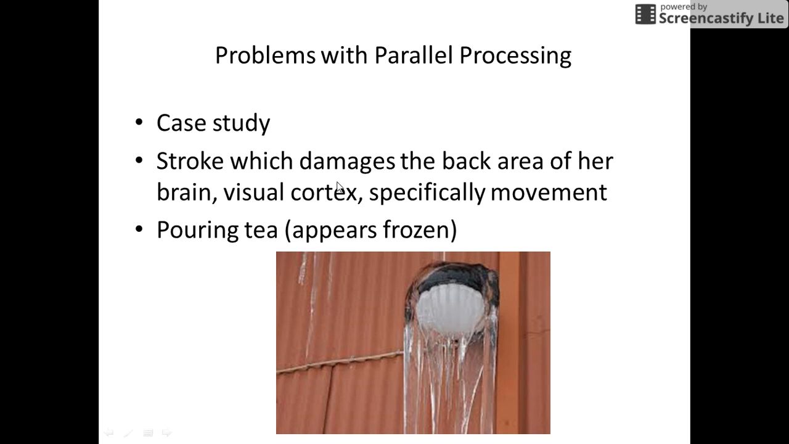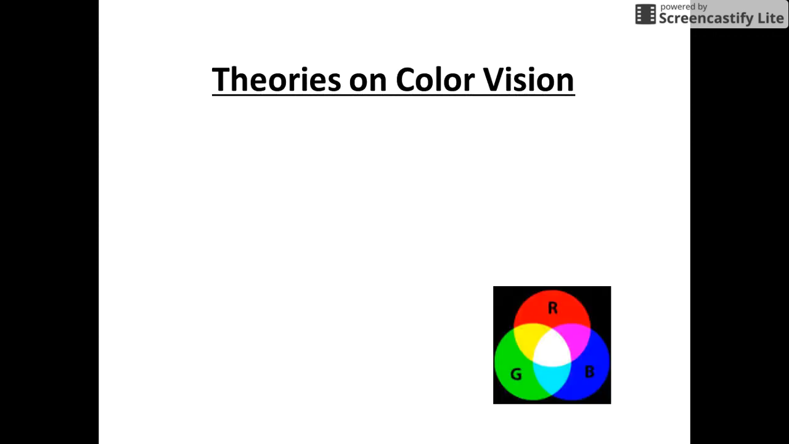So there was a stroke patient that had areas of the brain that control processing damaged, and they didn't understand when you were pouring a cup of tea that it didn't look frozen. Okay, so somebody who didn't have these components would see things as a still image or wouldn't understand movement of things. There are two theories, okay, the Young-Helmholtz theory and the opponent process theory.